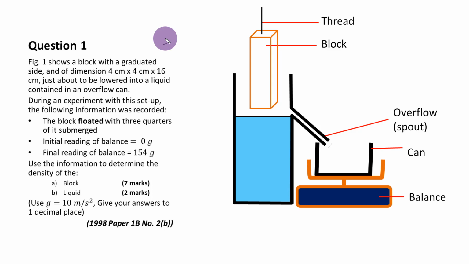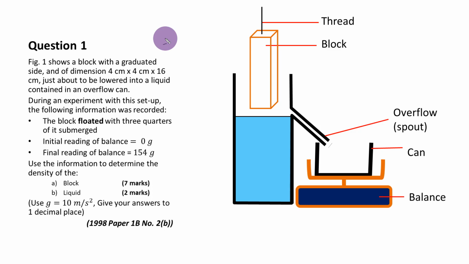The block floated with 3/4 of it submerged. Initial reading of the balance is 0 grams and the final reading of the balance is 154 grams. Use this information to determine the density of the block for 7 marks and the density of the liquid for 2 marks. You've been asked to use the value of g as 10 meters per second squared and to give your answer to 1 decimal place.